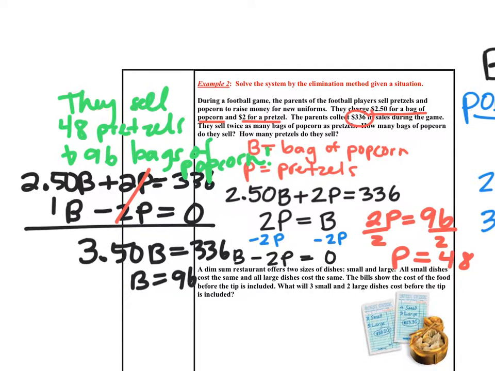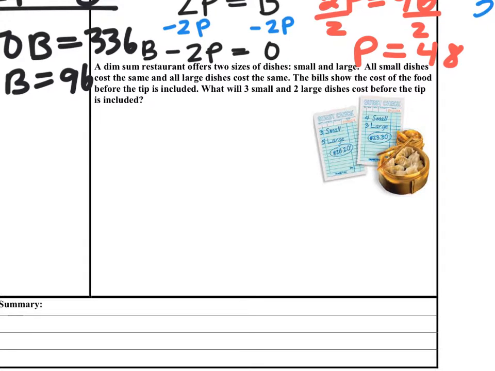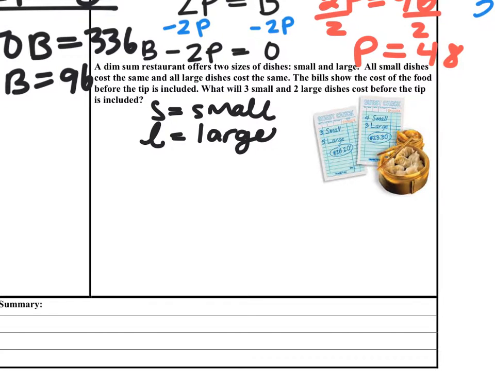This one should be really easy to get your variables. I'm going to say S is the small dish and L is the large. You got two situations on those little pictures. 3 small and 5 large costs you $28.20. And then the other ticket says 4 small and 3 large costs you $23.30.